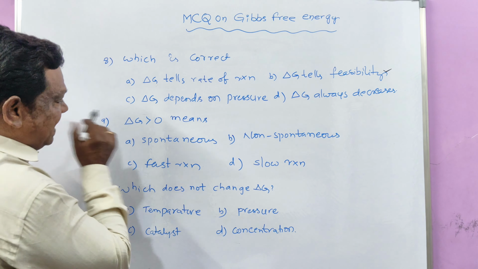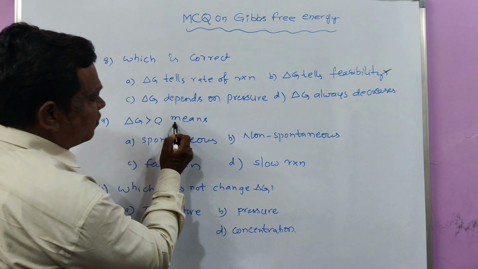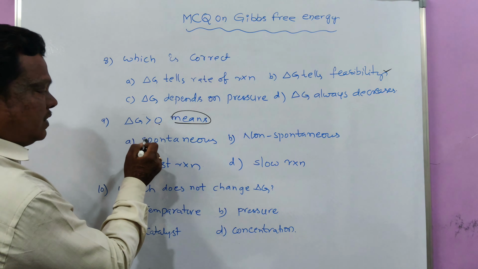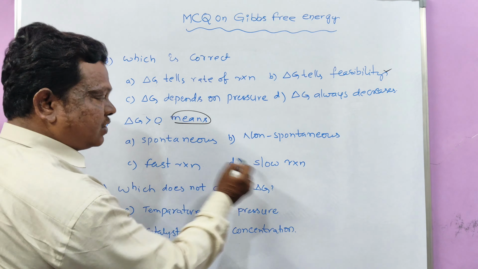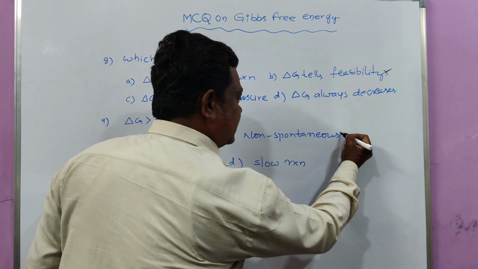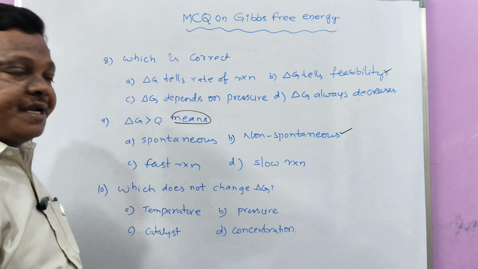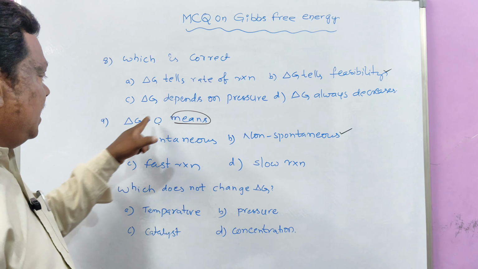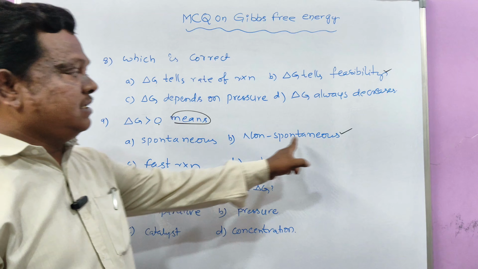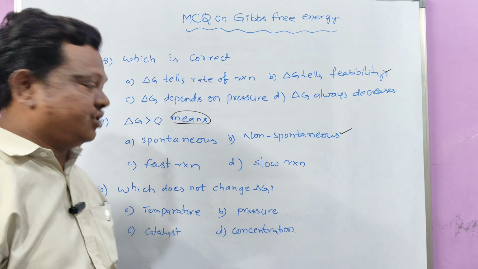In this question, delta G is greater than 0. What is the meaning? Is it spontaneous or non-spontaneous, fast reaction or slow reaction? So the answer is non-spontaneous reaction. Delta G less than 0, that is spontaneous. Delta G greater than 0, that is a non-spontaneous reaction condition.